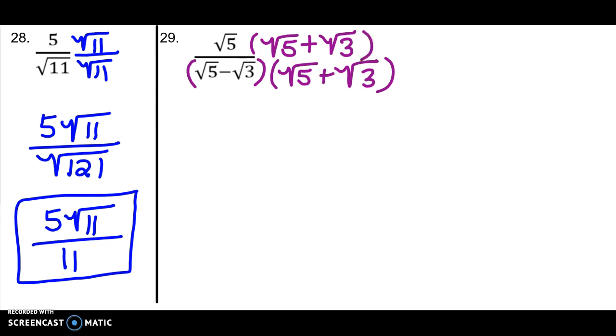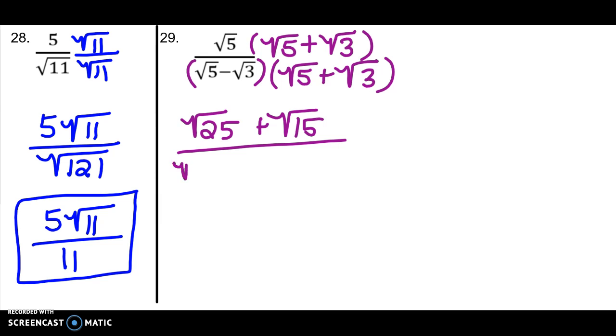Okay, now we need to start distributing. So first, I'm going to do the numerator. I have the square root of 5 times the square root of 5, which is the square root of 25. And then I have the square root of 5 times the square root of 3, which is the square root of 15. Now let's do the denominator. I have the square root of 5 times the square root of 5, which is the square root of 25. Square root 5 times square root 3, which is square root 15.